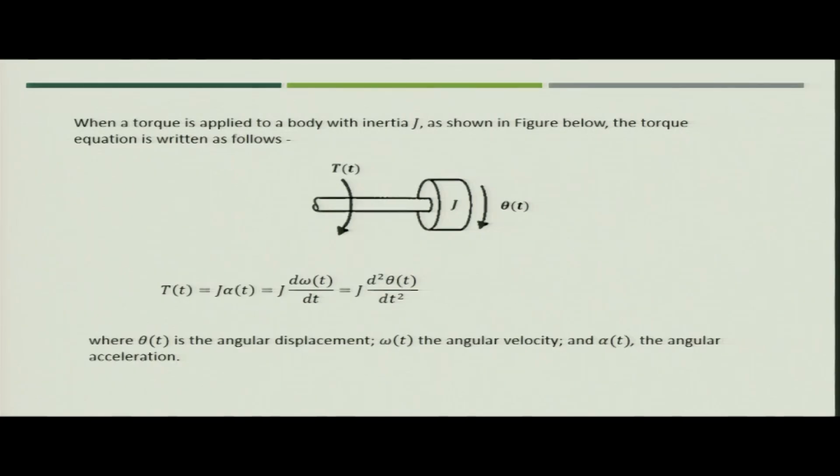Now, when the torque is applied to a body with inertia J, if you see the figure, the body which is rotating having inertia J and it is having theta as the displacement, and when the torque is applied, the governing equation which you can write is torque T is equal to J alpha, that is equal to J d omega by dt, or you can write J d2 theta by dt2. So, here theta is the angular displacement which is because of the applied torque, omega is the angular velocity and alpha is the angular acceleration.